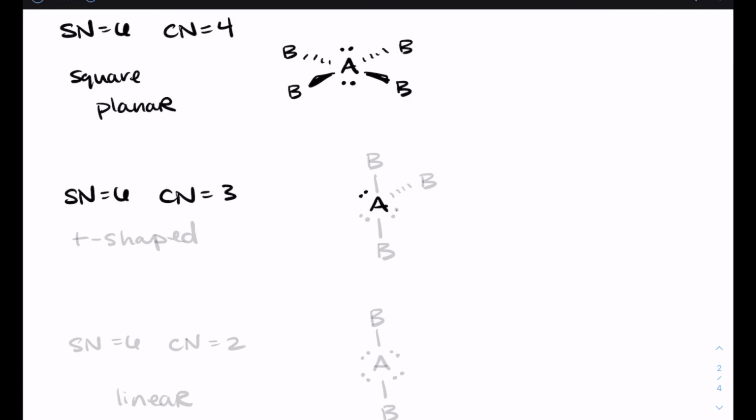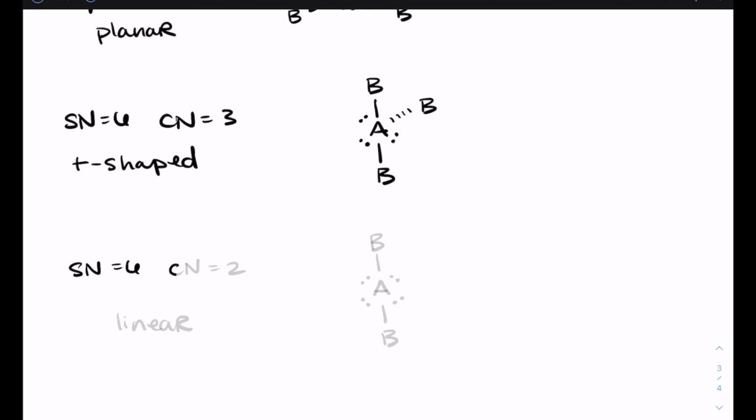Steric number of 6, coordination number of 3. So my first 2 lone pairs, when I put one in, it doesn't matter where, put the second one in as far away from that as I can get. When you go to put the third one in, it doesn't matter where it goes. So put the third one in, and what you are left with is T-shaped. And then steric number of 6, coordination number of 2, 4 lone pairs leaves you with a linear molecule.